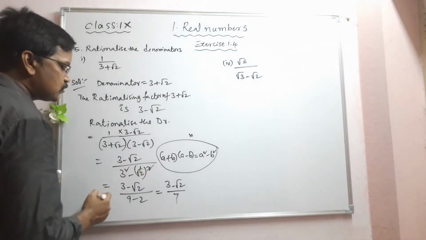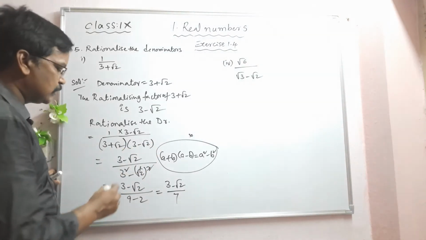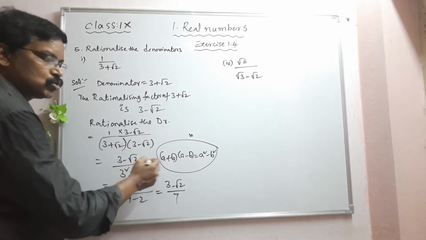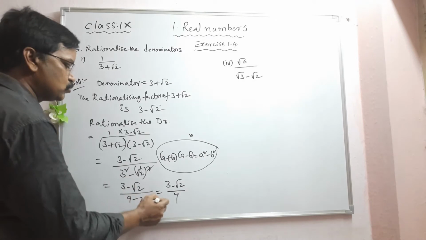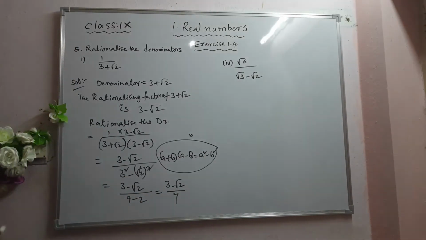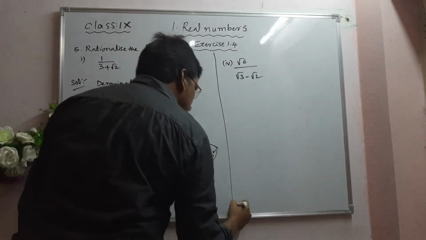So this is (3 minus root 2) by... a plus b times a minus b is a square minus b square. That is 3 square minus root 2 whole square. So 3 minus root 2 by 9 minus 2, so 3 minus root 2 by 7. The next question is root 6 by root 3 minus root 2.